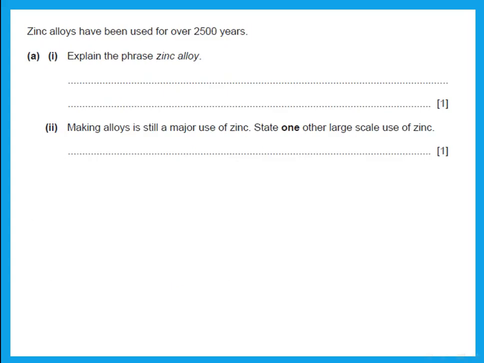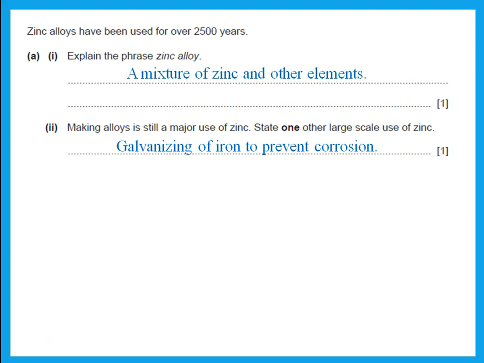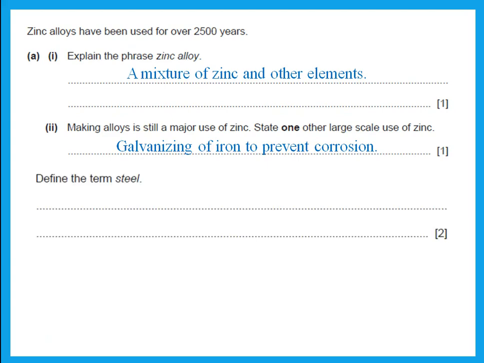Okay, explain zinc alloy. What do we mean by zinc alloy? Well, we said alloys are mixtures of metals, so here it's a mixture of zinc and other elements. Making alloys is still a major use of zinc. State one other large-scale use of zinc. What was the other large-scale use of zinc? Galvanizing of iron to prevent corrosion. Define the term steel. What did we say is steel?